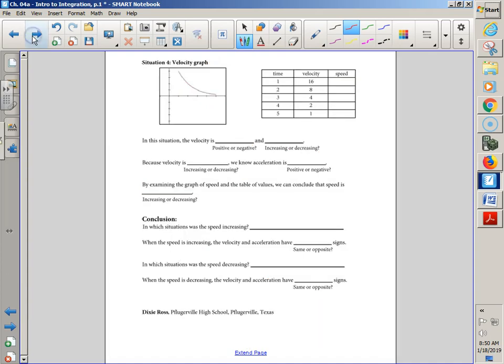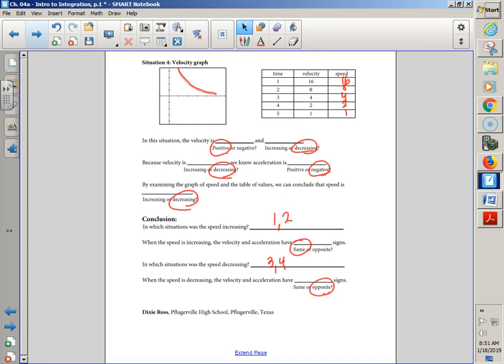Weird. Situation number 4. This one, the positives stay the same again. Speed is the exact same, decreasing, but what was going on to get you there? Velocity, positive and decreasing. Because velocity is decreasing, acceleration is negative. The signs, once again, did not match. Speed was decreasing. So when was speed increasing? I think it was situations 1 and 2. Speed was decreasing in 3 and 4. In 1 and 2, the signs were the same. In 3 and 4, the signs were opposite.